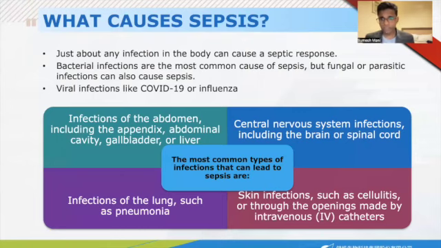Central nervous system infections, including brain or spinal cord, and infections of the lungs, such as pneumonia, of course, COVID-19 we saw recently. Skin infection can also cause sepsis, and catheters, all this can cause sepsis. In the ICU, mainly because of many catheters, many IV fluids, sometimes it happens.